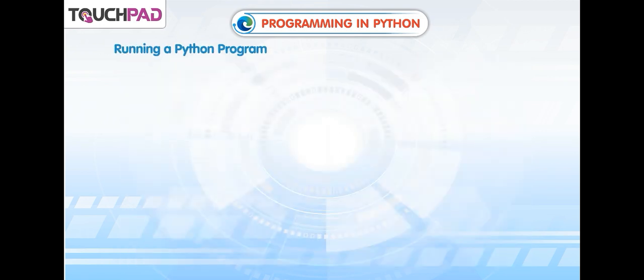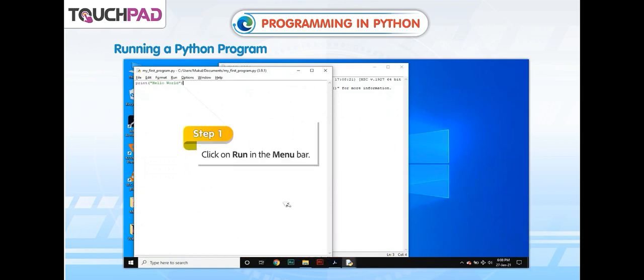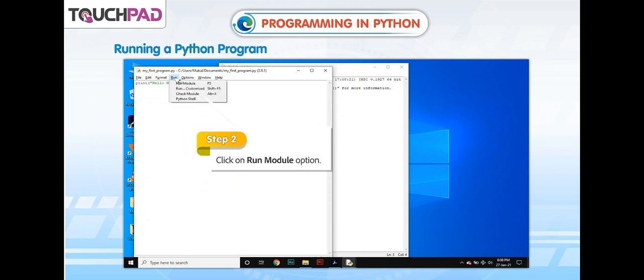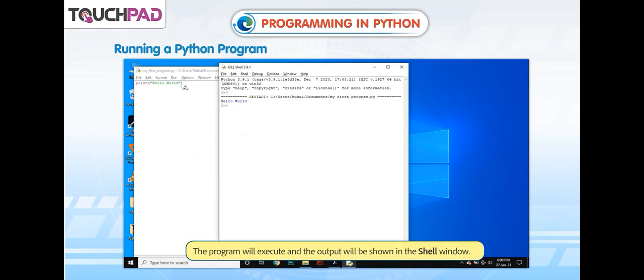Running a Python program. Follow these steps to run a Python program. Step 1. Click on Run in the menu bar. Step 2. Click on the Run Module option. The program will execute and the output will be shown in the shell window.